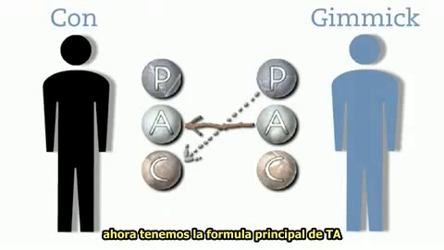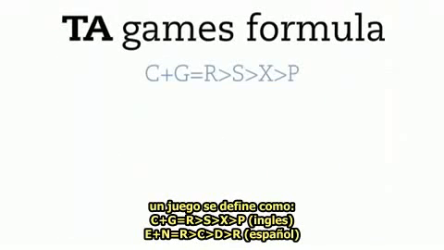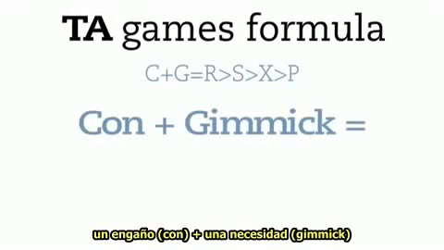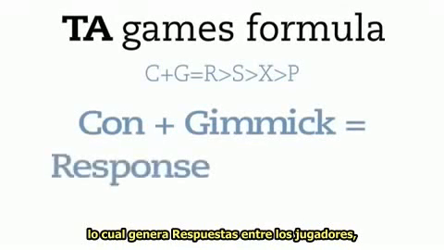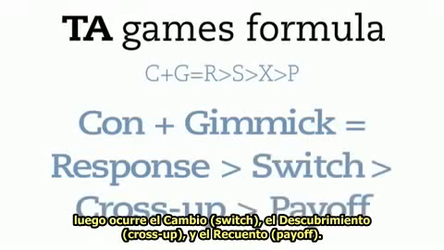By the way, we now have all the components of the TA Games formula. A game is defined as a combination of a con plus a gimmick, leading to a series of exchanges or responses between the players, which form the bulk of the game, then finally to a switch, a cross-up, and the payoff.